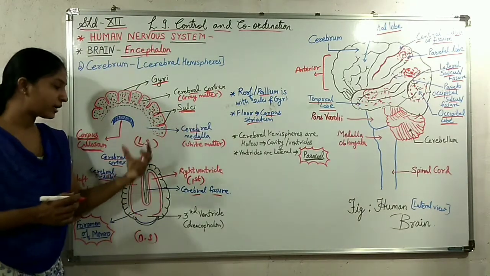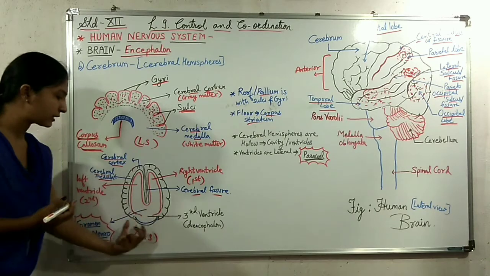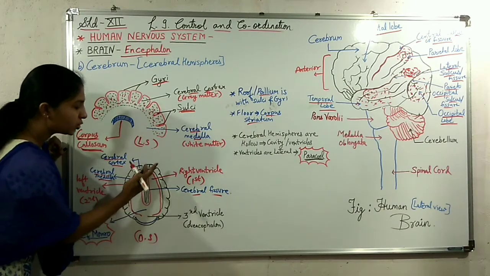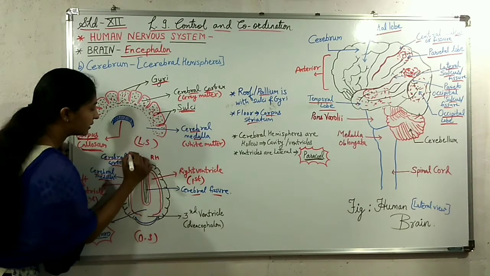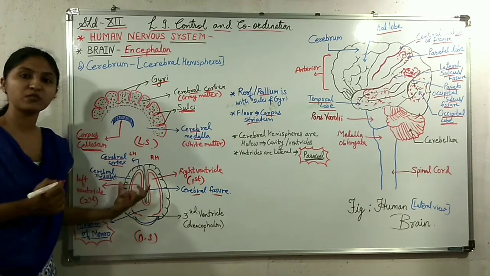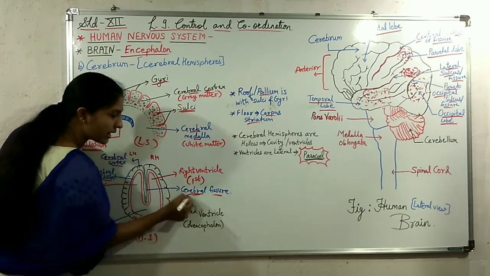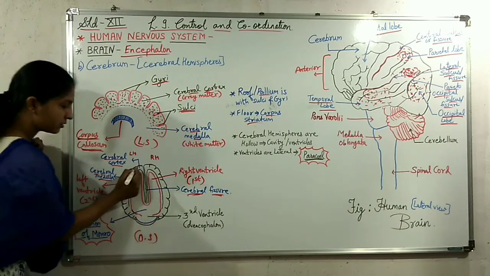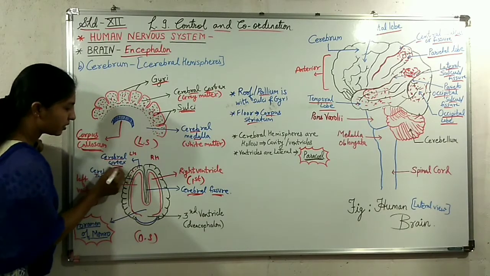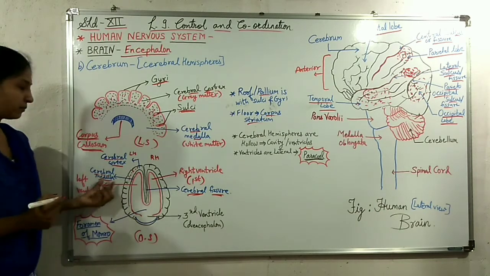Now, if we take a dorsal section of the cerebrum, it will look like this. The two hemispheres, the right hemisphere and the left hemisphere, are divided by a fissure called cerebral fissure. Now, this outer part is called cerebral cortex and this inner one is called cerebral medulla.